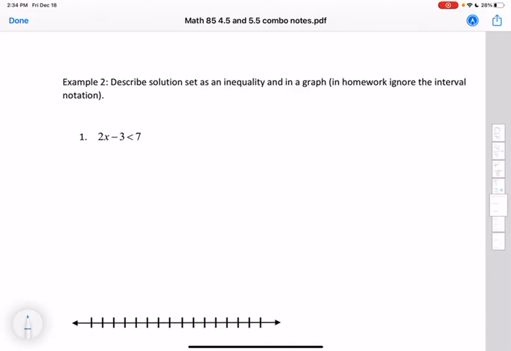And now we have example 2. Describe the solution set as an inequality. That's just a fancy way of saying, tell me what x is. Okay. So as the inequality and in a graph. So you can see the number line down there. That's what our graph is in this section. It's just a number line.